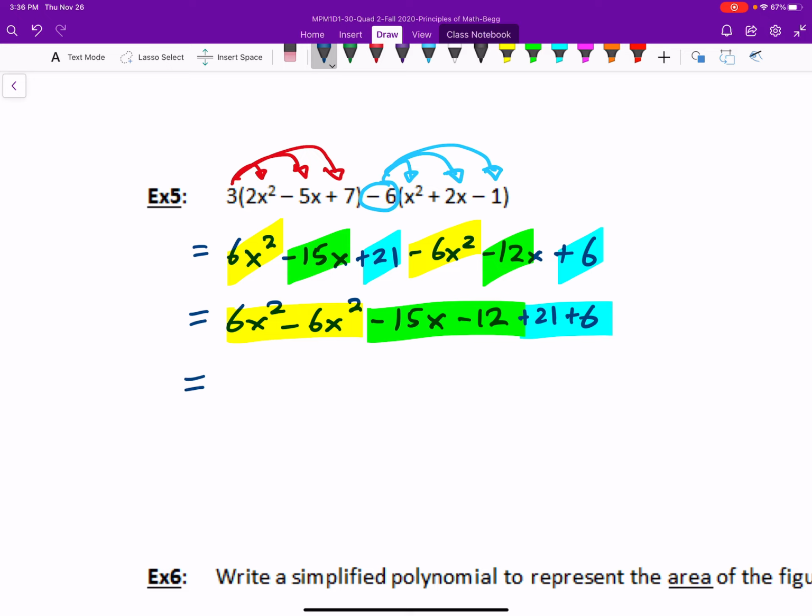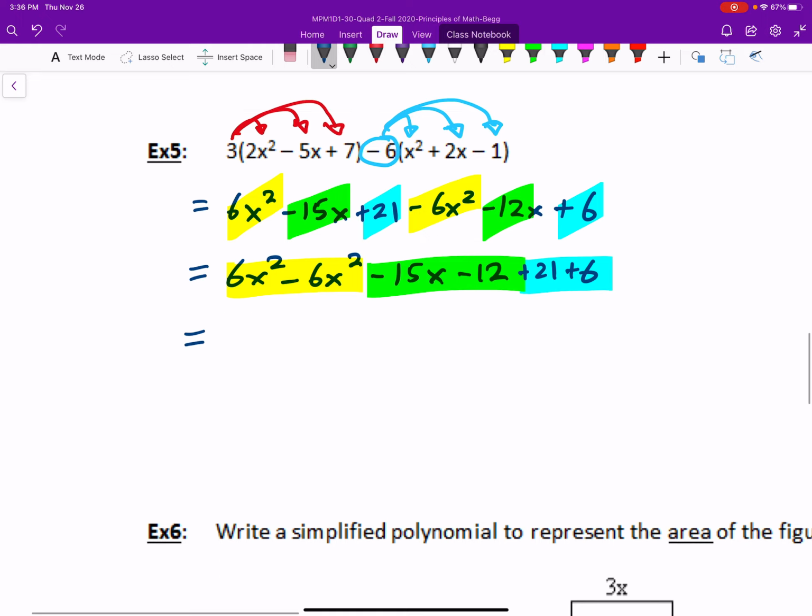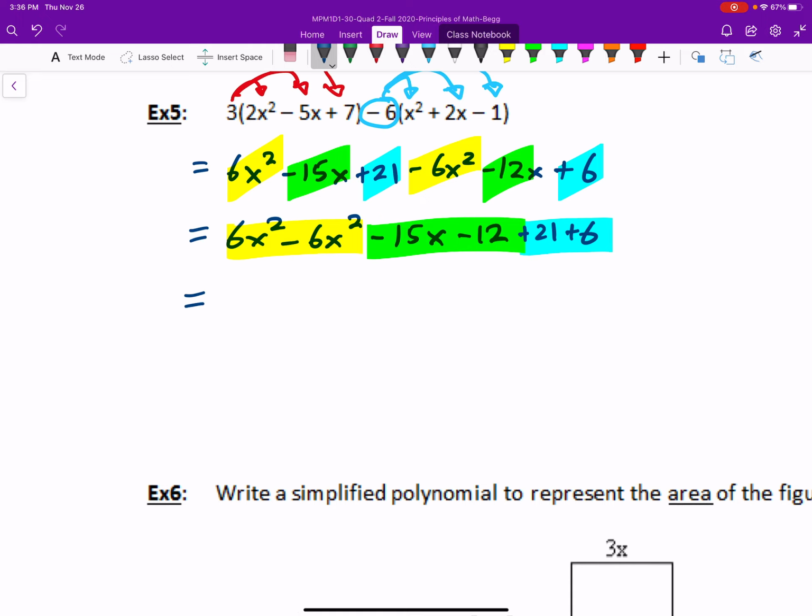So 6x squared minus 6x squared. Anytime you subtract something from itself, it goes away. That gives me 0x squared, which is nothing, right? So really those just cancel out. I've got no x squareds left, so I don't even need to write it down. So I won't even bother writing down any x squareds. They've gone away. I'll move on to the green ones.